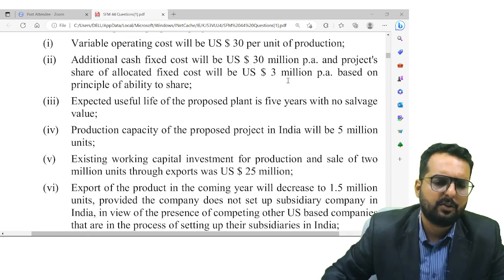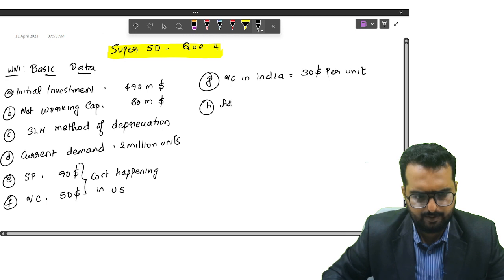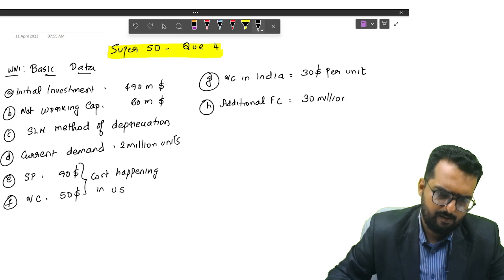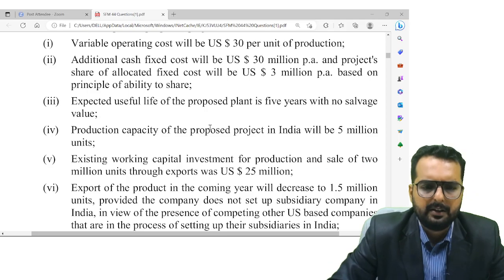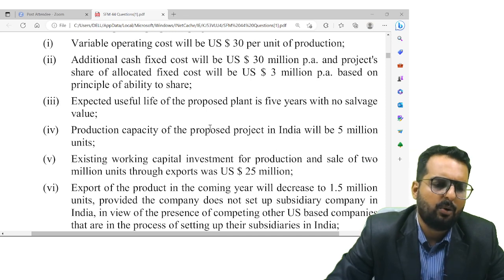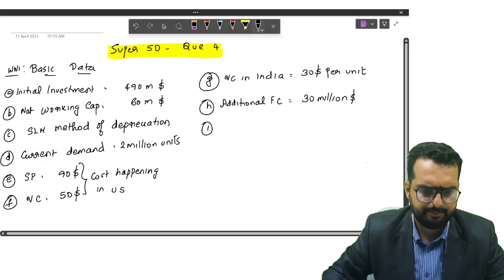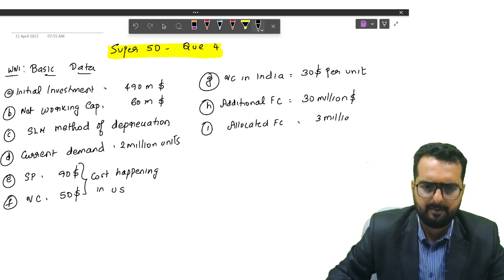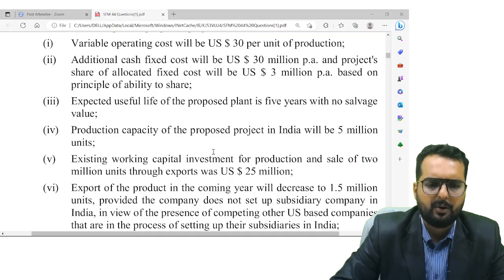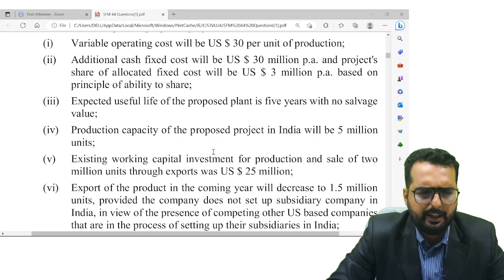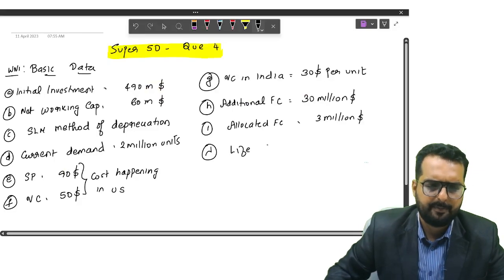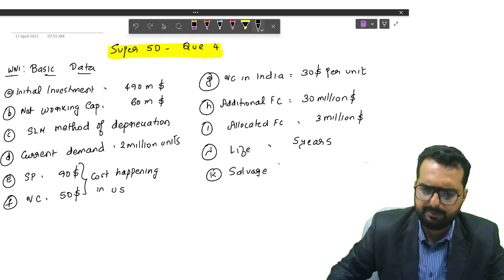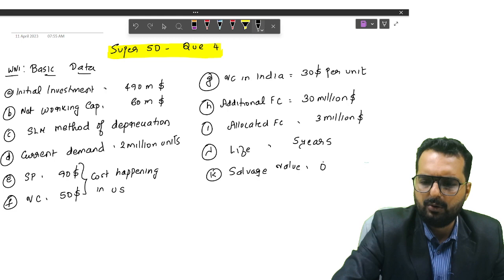All right. Additional fixed cost is $30 million. And project allocated fixed cost is how much? $3 million, based on ability. Life is how many years? 5 years. What about the salvage value? That turns out to be 0.